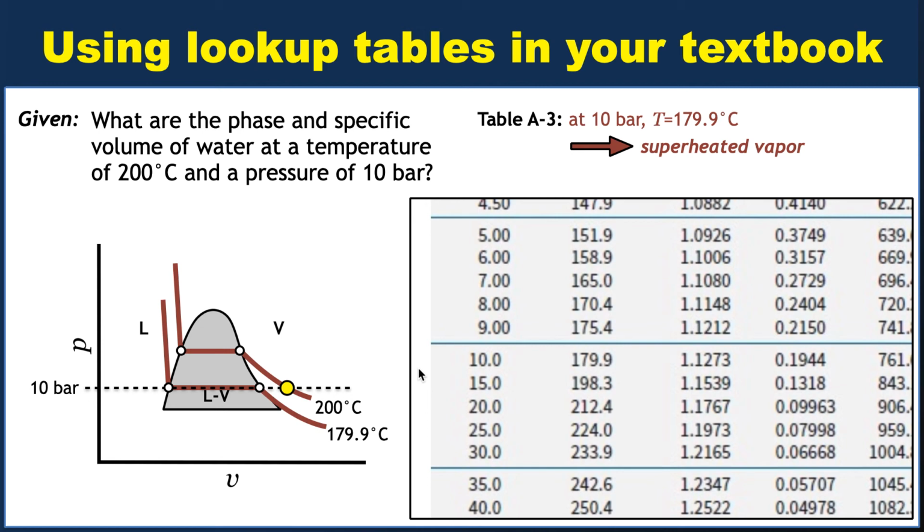So once again, we conclude that water is a superheated vapor at 200 degrees Celsius and 10 bar, and now we've seen how to do it using either a TV or a PV plot and two different tables in the back of the book. Now we're not quite done yet. Remember, the other goal was to determine the specific volume of water at that temperature and pressure.